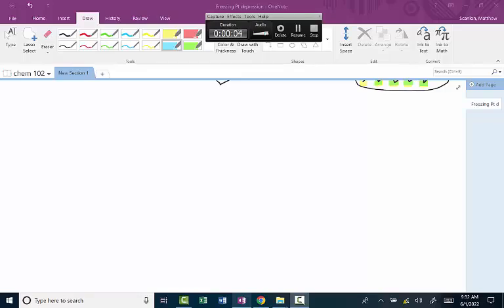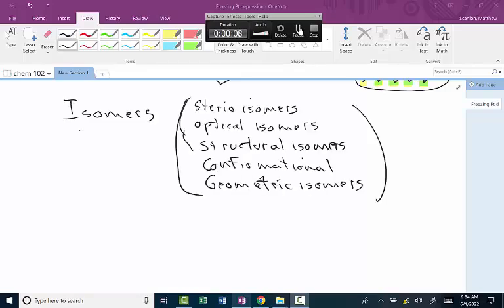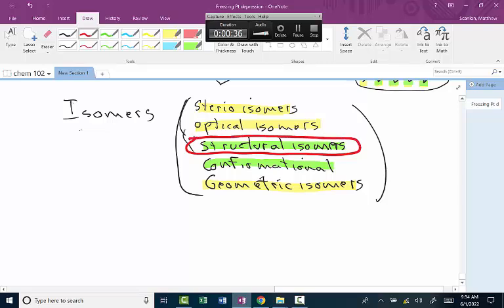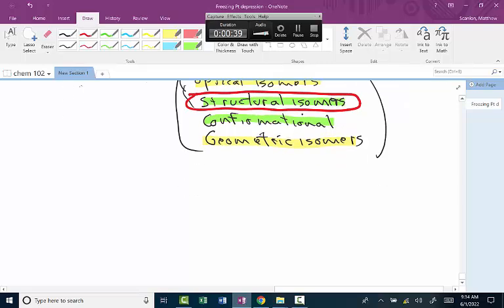This video is on isomers. These are different types of isomers. We have stereoisomers, optical isomers, and I'll jump down to geometric isomers. And the ones we're going to be concerned about are only two, and really structural isomers and conformational, we're not going to deal with. We'll mention it a couple of times, okay? But we're not really interested. When we say isomers, we're talking about structural isomers. That's the only one you have to worry about in here.